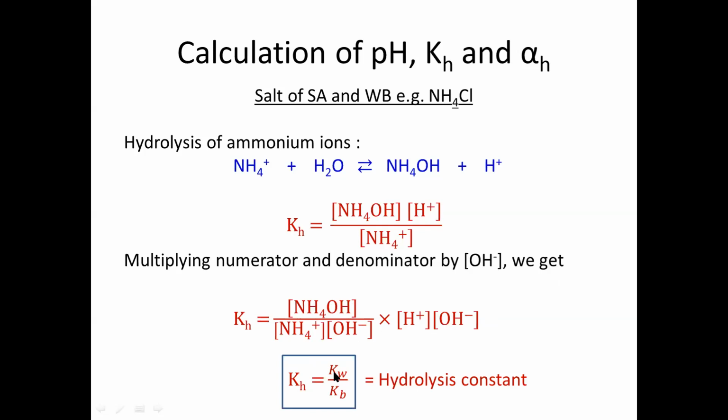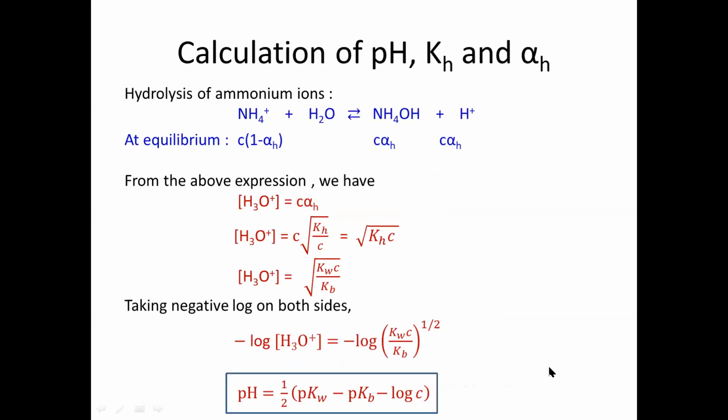This is 1 over Kb, so we get Kh equal to Kw upon Kb. So we can always calculate the hydrolysis constant if we know the base dissociation constant, and of course Kw is known to us at 25 degrees centigrade, which is equal to 10 raised to the power minus 14.